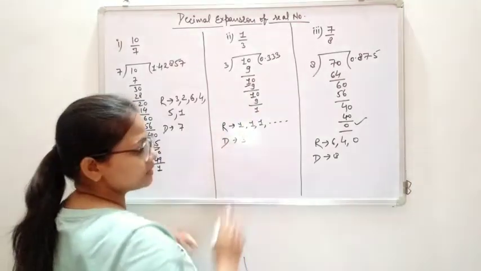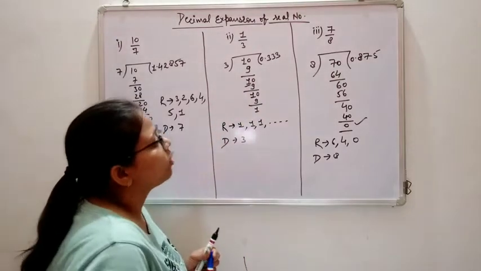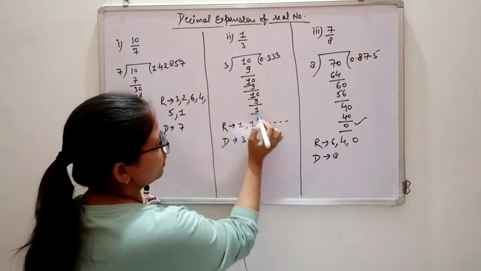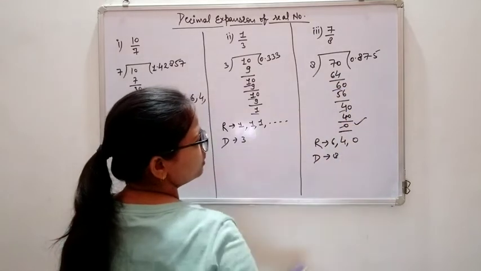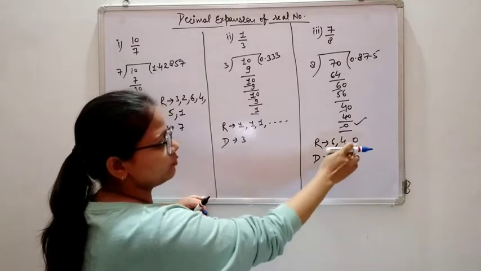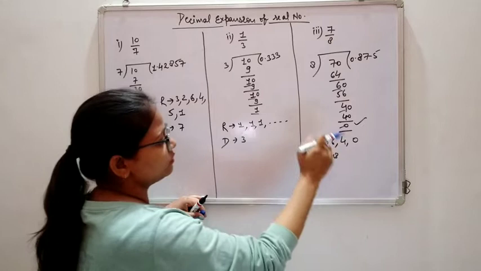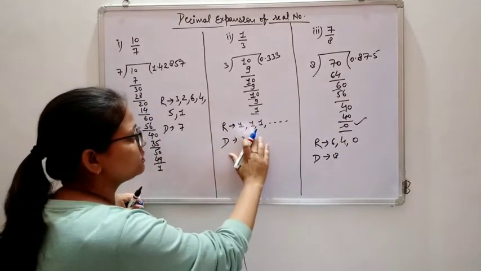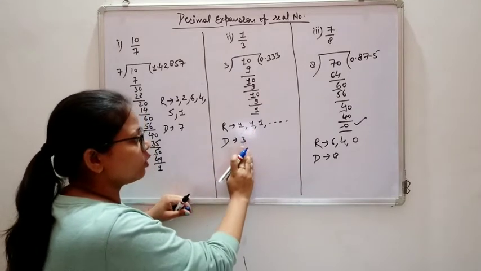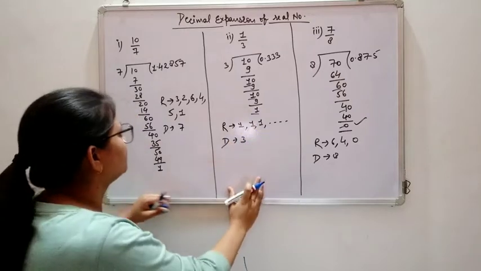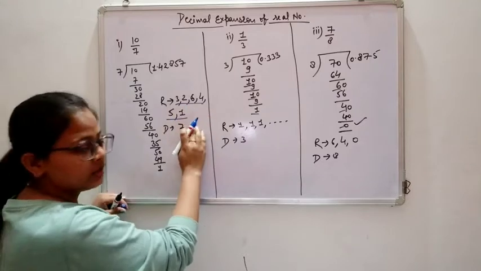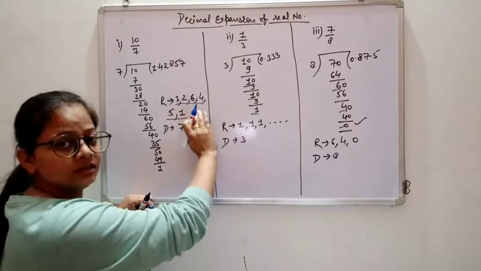Now the second thing is that the number of entries in the repeating string of remainders is always less than the divisor, right? Here the string is 6, 4, 0, so these are 3 entries and the divisor is 8. So the divisor is greater than the number of entries in the repeating string of remainders. Here also 1 is repeating again and again, but the number of entries is 1 only, and the divisor is 3, which is also greater than the number of entries. And in this one, there are 6 entries, 3, 2, 6, 4, 5, 1, and the divisor is 7, which is greater than the number of entries.